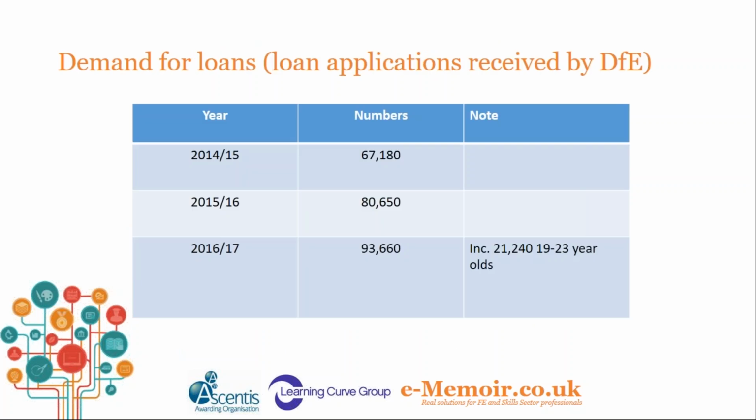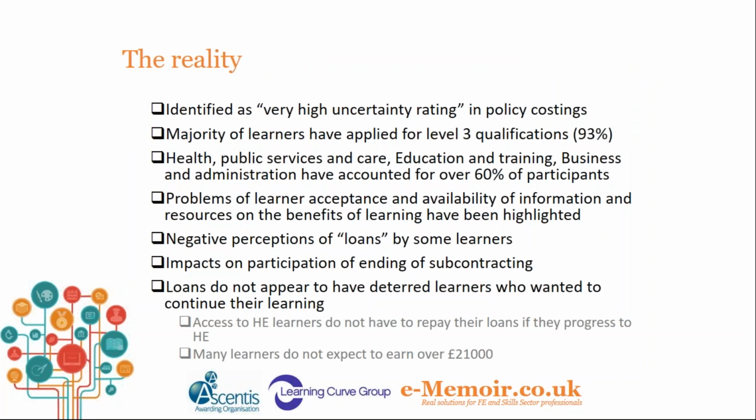Okay, so what about the demand for loans? Once we get around the technical side, the big issue, of course, is that you've got to be consistent with the rules. But generally, the demand for loans, and this is the number of loan applications received, has gone up steadily. A big factor that affected 16, 17, and I'm sure is going to affect 17, 18, will be the large number of 19 to 23 year olds who weren't previously able to apply for loans and will now do so. But the reality is that despite this, as I said, there is almost £1 billion of underspend on the loans facility.